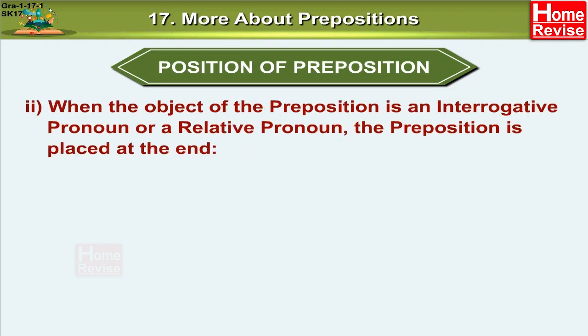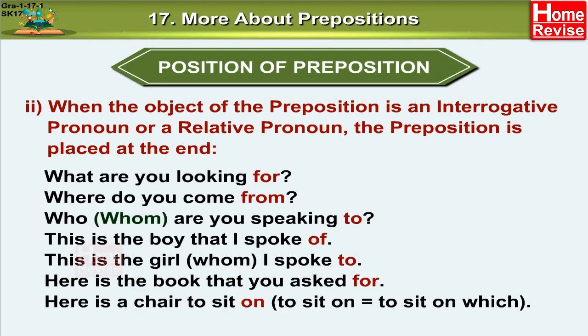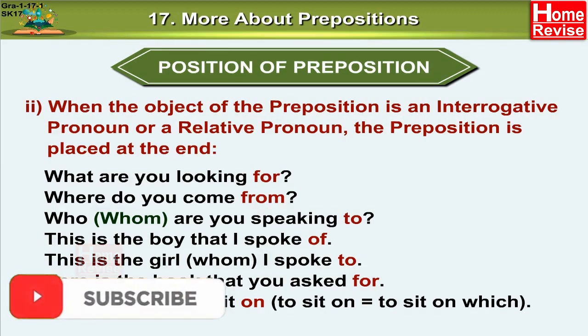Second, when the object of the preposition is an interrogative pronoun or a relative pronoun, the preposition is placed at the end. What are you looking for? Where do you come from? Who, whom are you speaking to? This is the boy I spoke of. This is the girl whom I spoke to.